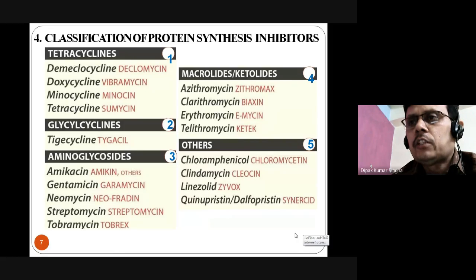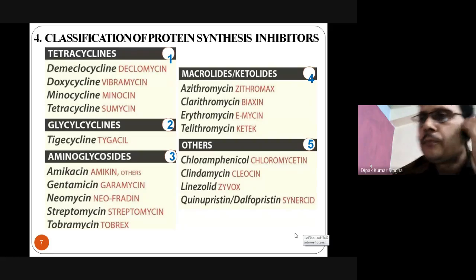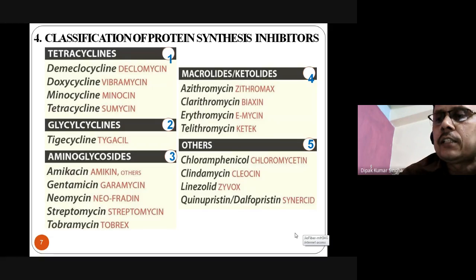Other compounds are chloramphenicol, clindamycin, linezolid, and quinupristin-dalfopristin. These are the classes of antibiotics which directly inhibit protein synthesis, but at different steps.